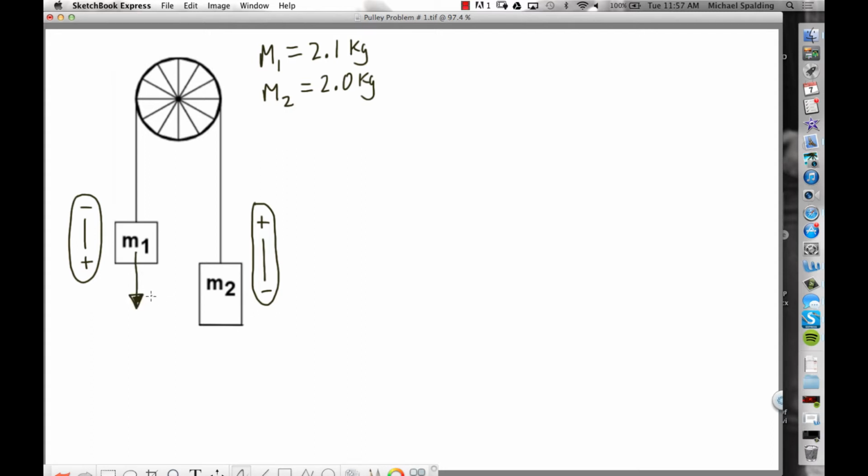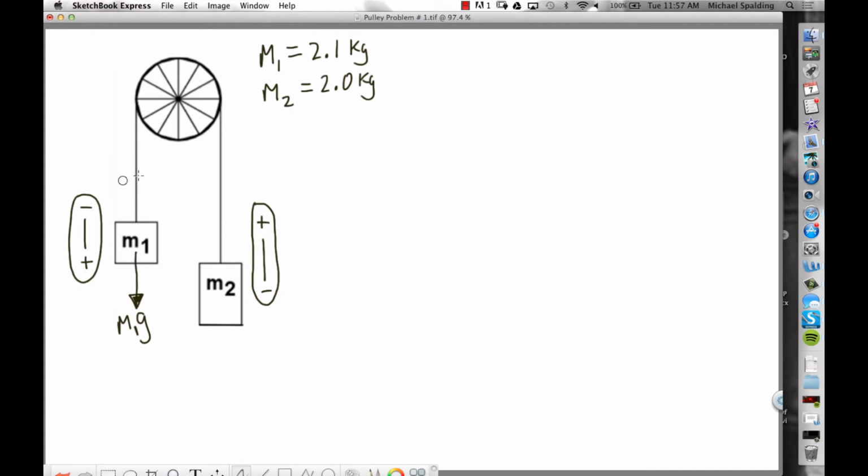Sometimes you'll see it labeled W. Sometimes you'll see it labeled force of gravity. But the way I want you to do it, label it mg. But don't just say mg. You've got to say what? M1g, because you've got two masses here. So we've got M1g down.